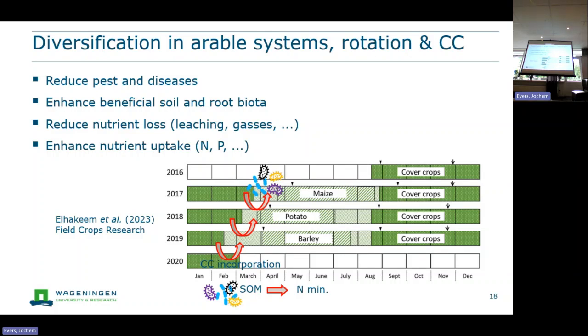It depends on a number of factors, as we shall see. But a very important part of using cover crops is also reducing nutrient leaching and enhancing, ideally, later nutrient uptake by the next main crop. So timing is everything here. But how do you time that?